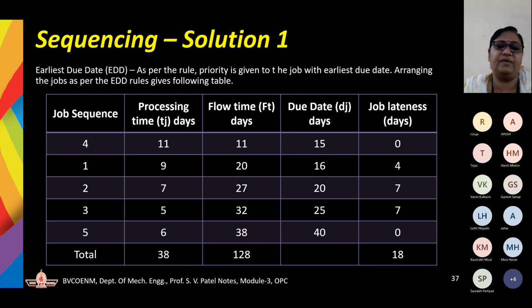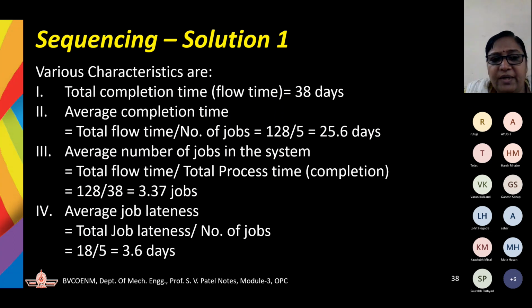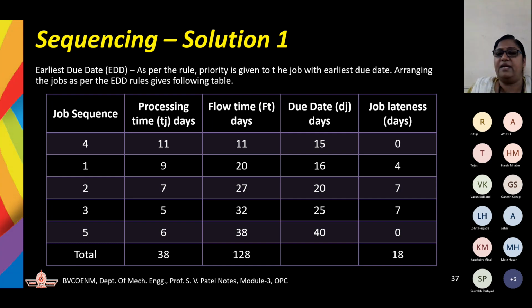And the last one is job number 5. It requires 6 days to process. So 32 plus 6, it is the 38th day when all the jobs are completed. It has a due date of 40, but it is getting completed on the 38th day. So no lateness there, right? Now this is going to be summarized. Total completion time is how much? 38 days. On the 38th day, we are going to complete all the jobs.